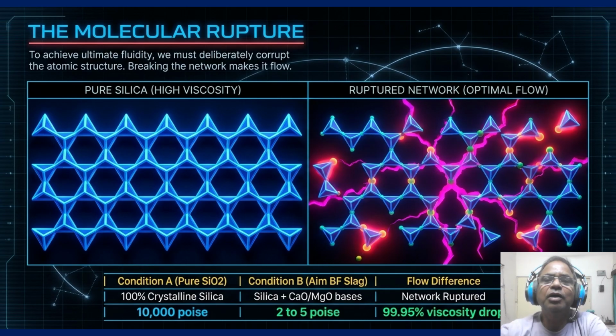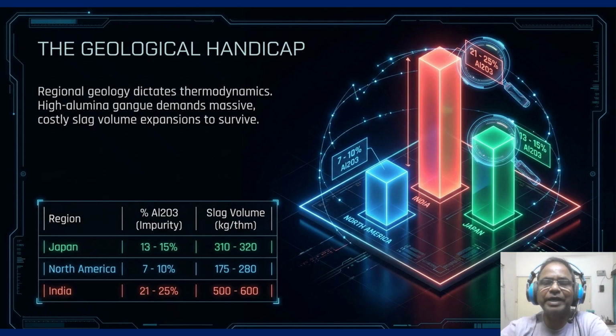Coming to the molecular rupture, adding CaO or MgO breaks silicon-oxygen bonds, cutting viscosity by 99%. So that's the difference between a smooth drainage and tear damage. So we have to accordingly plan till what steps we have to go to make the fluid slag. Ultimately, our aim is to make the fluid slag.